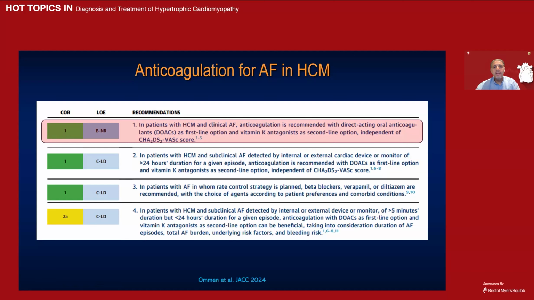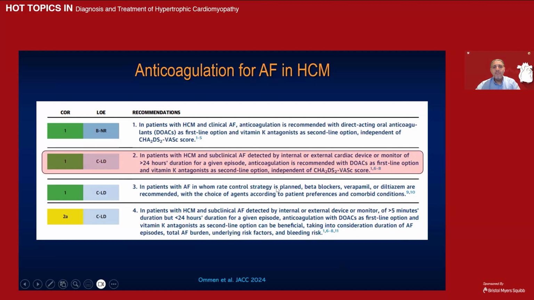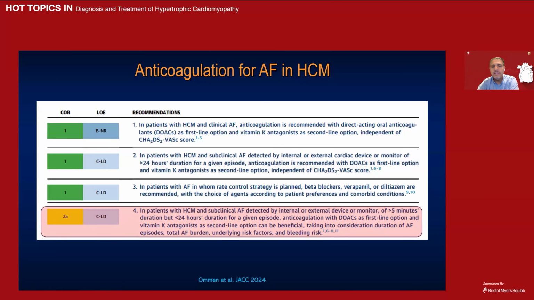What if you see subclinical AFib? Again, there's a class 1 recommendation. If you see AFib episodes lasting for more than 24 hours, start these patients on a DOAC in preference over a vitamin K antagonist. What do you do if somebody has 5 minutes to 24 hours? It depends. You individualize your decision and you weigh their bleeding risk, thrombotic risk, other medications, and so on and so forth.